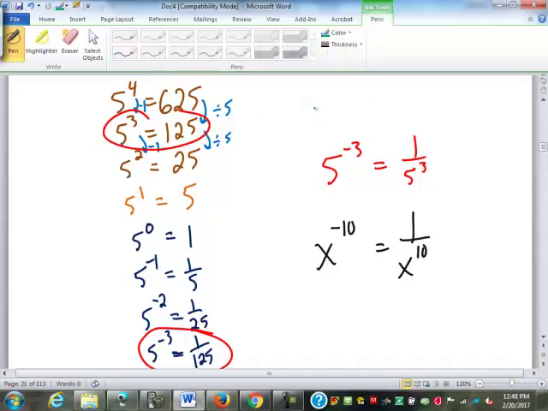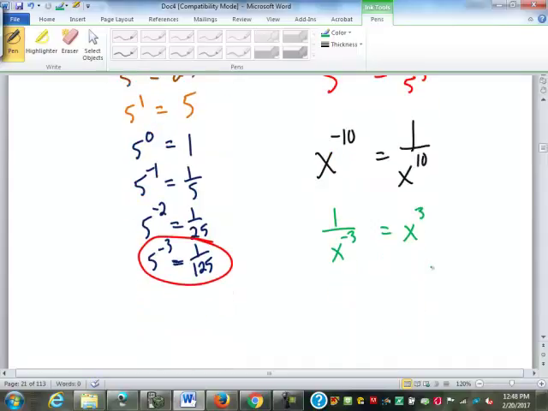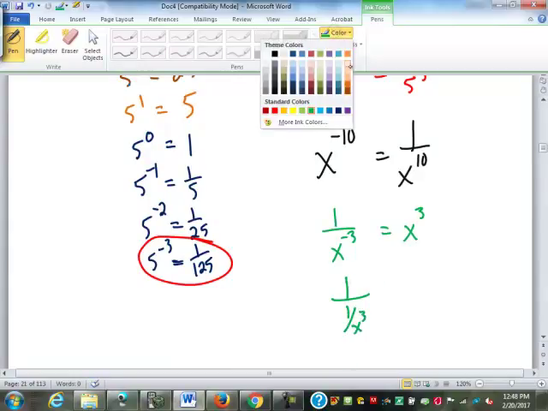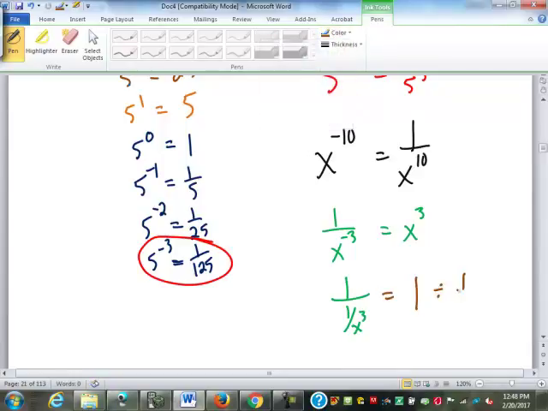What's a little trickier to grasp is this one. 1 over x to the negative 3. Let's go x to the positive 3. So if you think about it, 1 over x to the negative 3 is 1 divided by 1 over x to the third. That becomes 1 times x to the third over 1, which is x to the third.